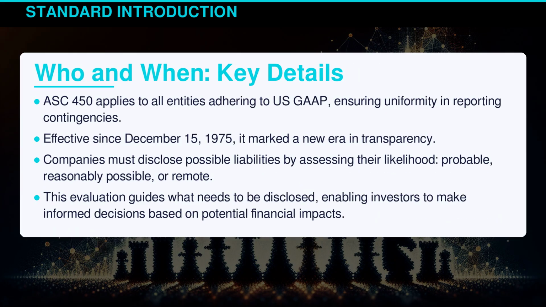ASC 450 applies to all entities adhering to US generally accepted accounting principles, ensuring uniformity in reporting contingencies. Effective since December 15, 1975, it marked a new era in transparency. Companies must disclose possible liabilities by assessing their likelihood: probable, reasonably possible, or remote. This evaluation guides what needs to be disclosed, enabling investors to make informed decisions based on potential financial impacts.